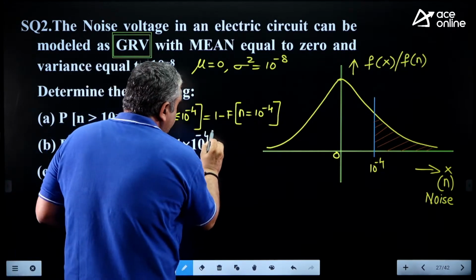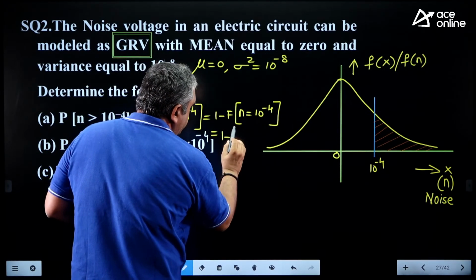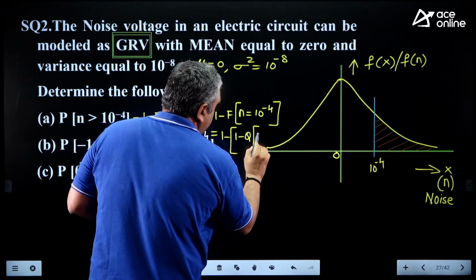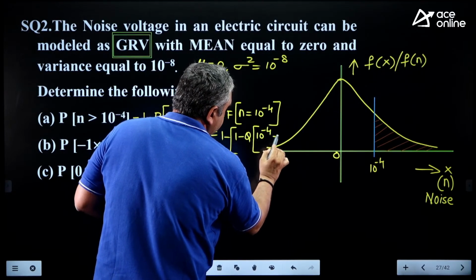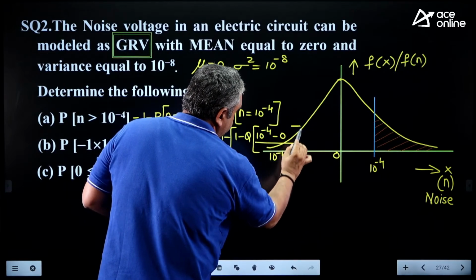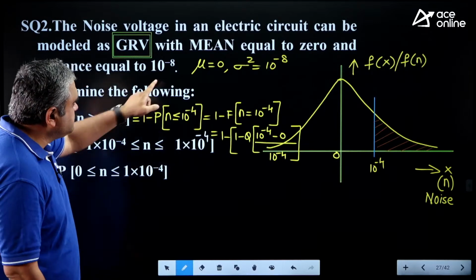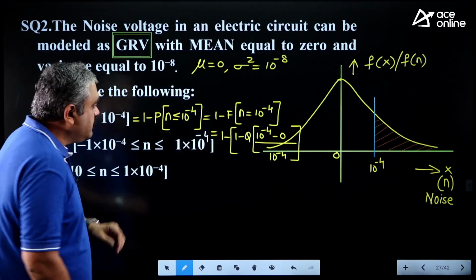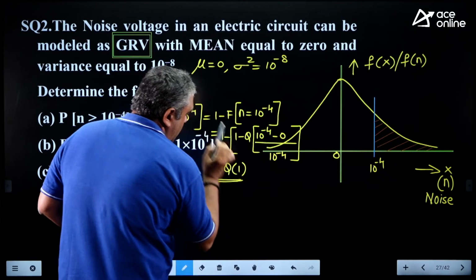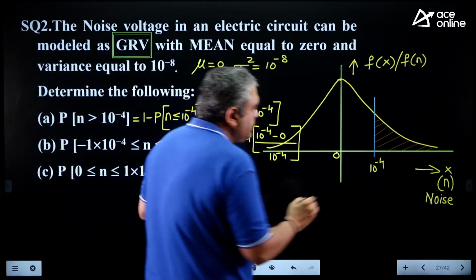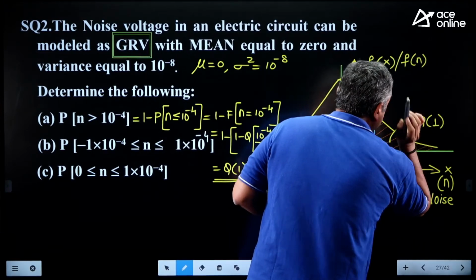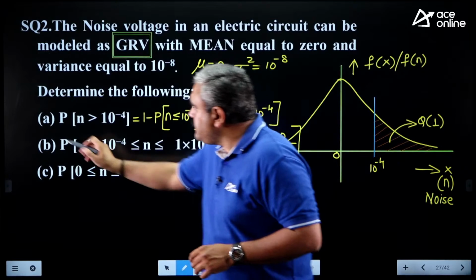That means, I told you, the distribution function for a Gaussian random variable is 1 minus q of, in place of x it is n, 10 power minus 4 minus mean 0 divided by sigma, which is also 10 power minus 4. Sigma square is 10 power minus 8, so sigma will be 10 power minus 4. That means your answer will be q of 1. See how simplified your answer came. That means the total area under this function becomes equal to q of 1. So this itself is one bit in your competitive exam.